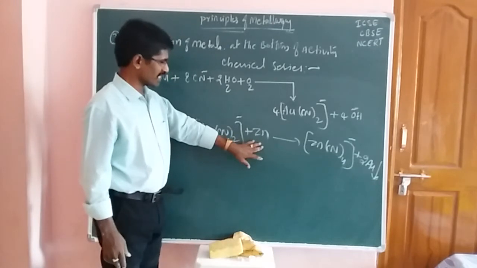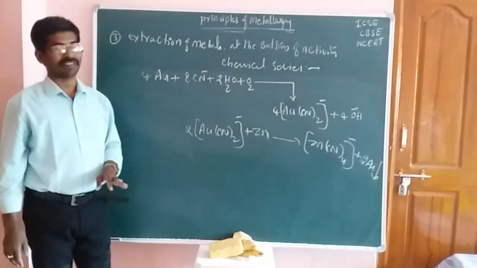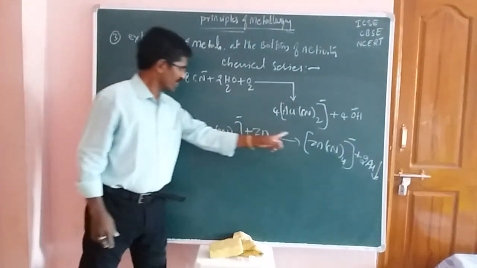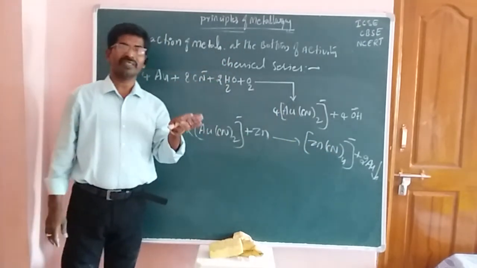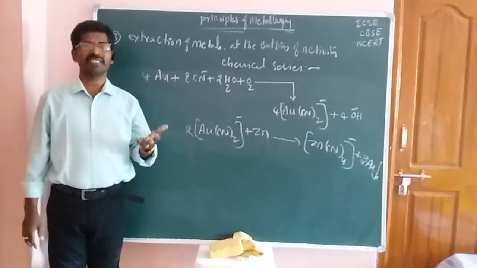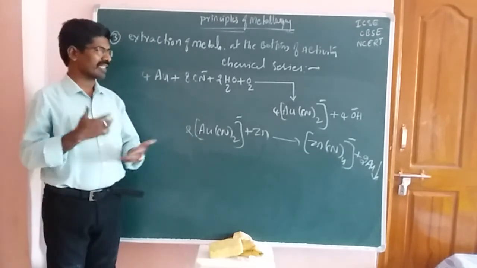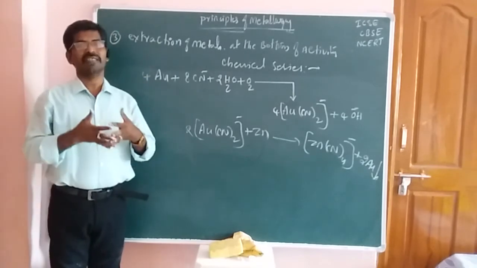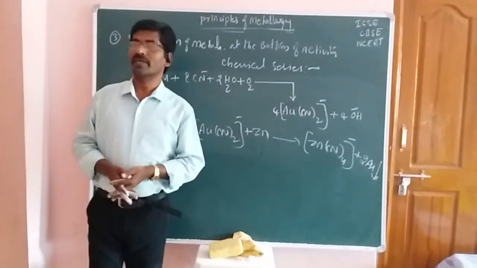Now in this reaction it undergoes a displacement reaction. Here zinc displaces the gold, and you get zinc cyanide and gold. So in the first case also, with silver cyanide, that means argentite, it undergoes displacement by the zinc element. Finally you have prepared, or extracted, pure silver metal. Students, I hope you have understood.